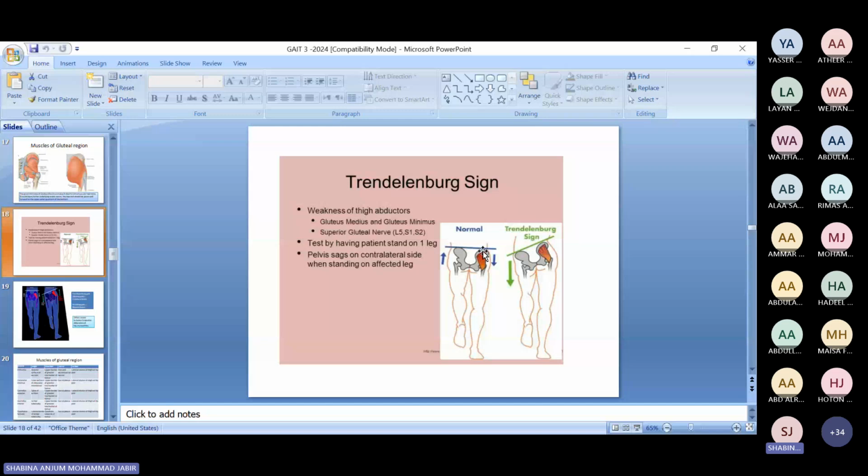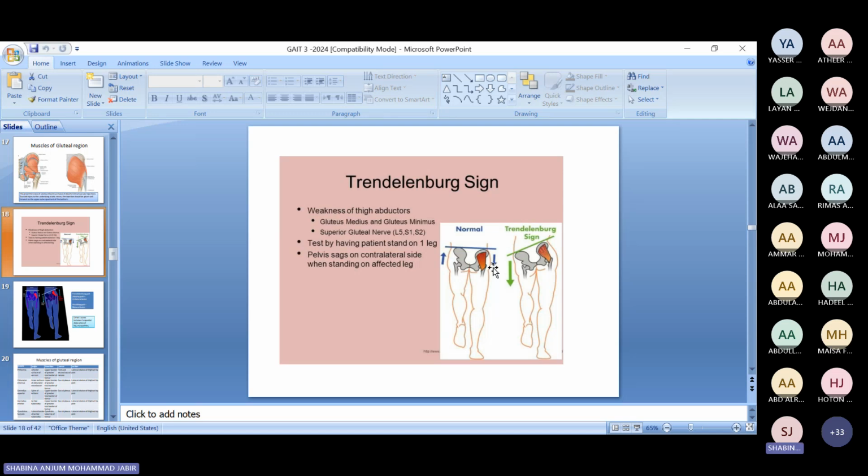But suppose there is a problem. You are walking, your left foot is up, so instead of going upward, your hip is going down. So where is the problem? The problem is the contralateral side, the opposite side, because the opposite muscle is not keeping your iliac crest up.